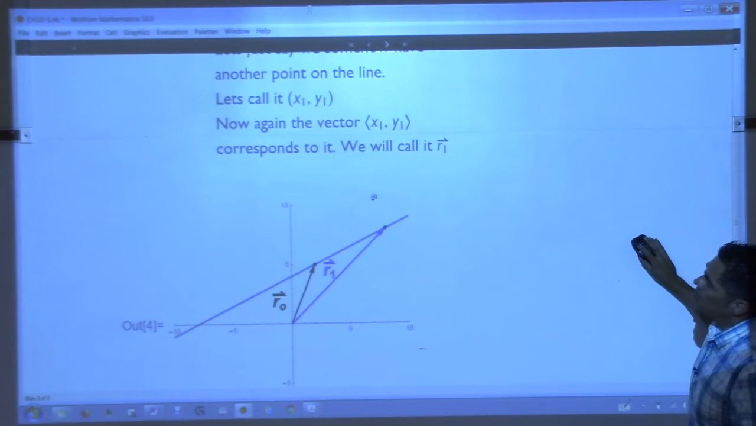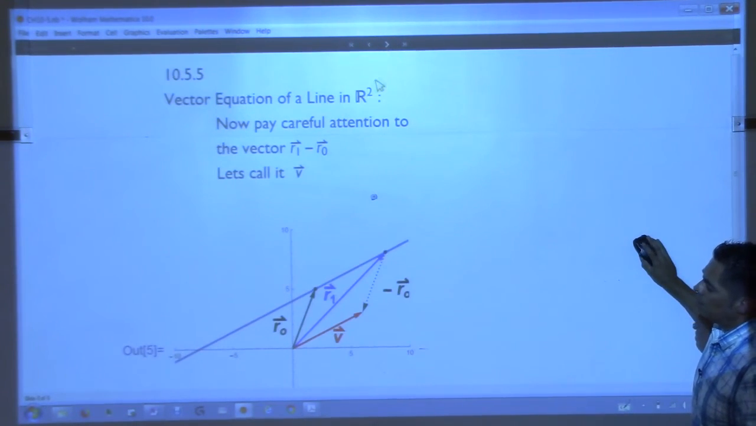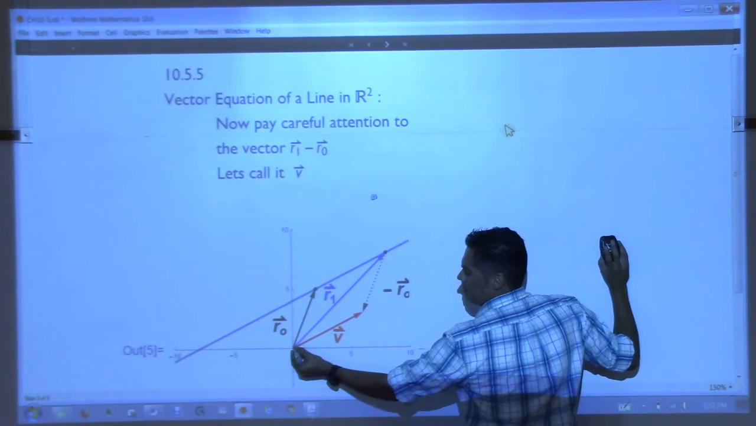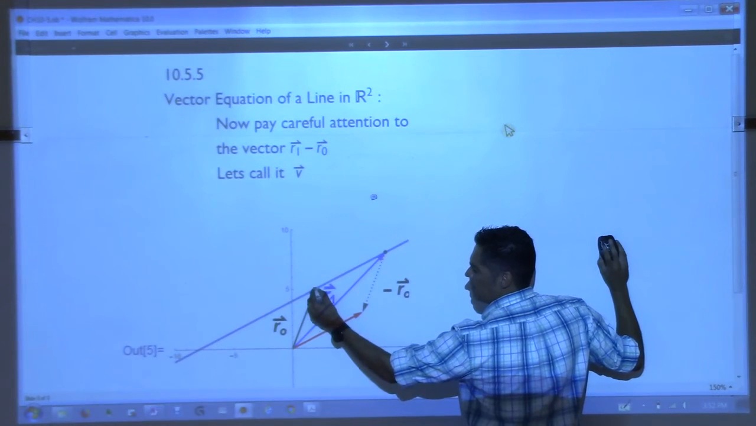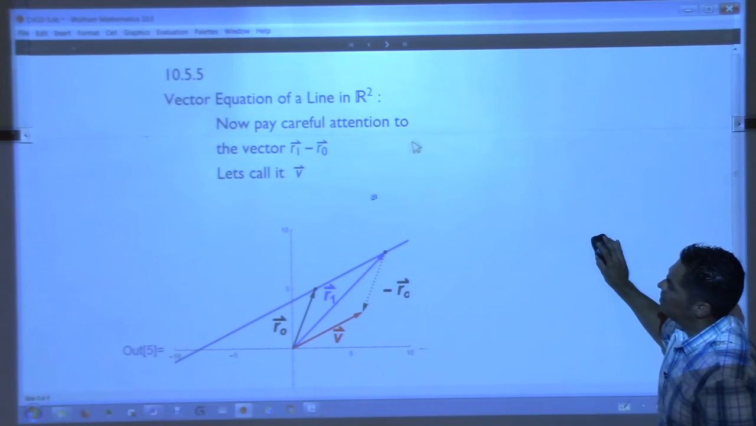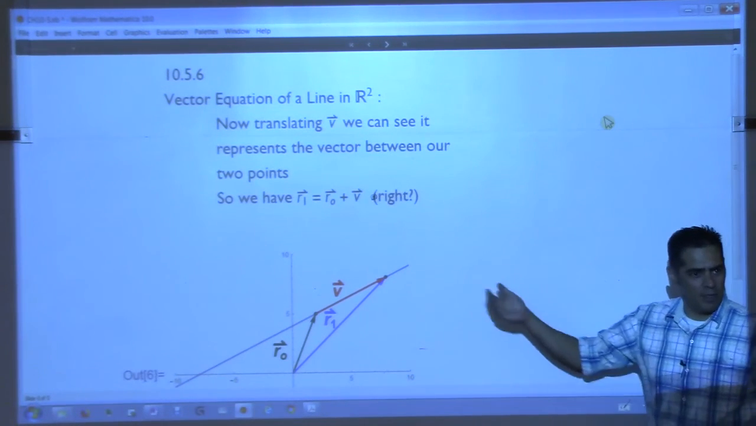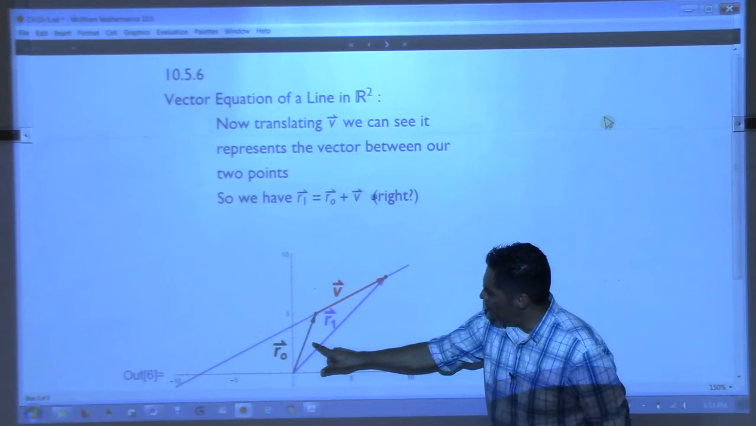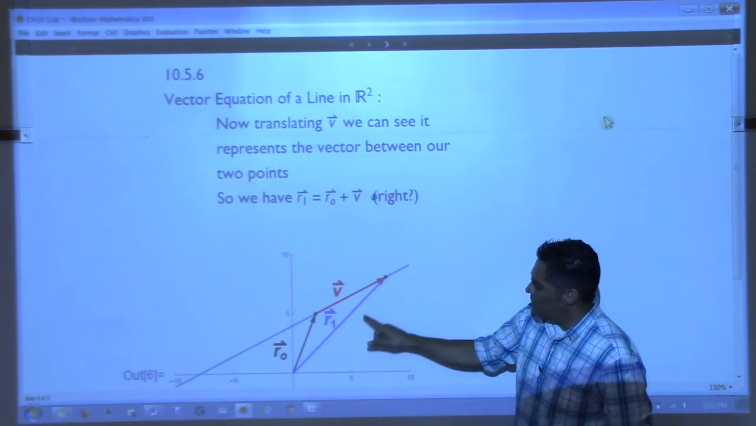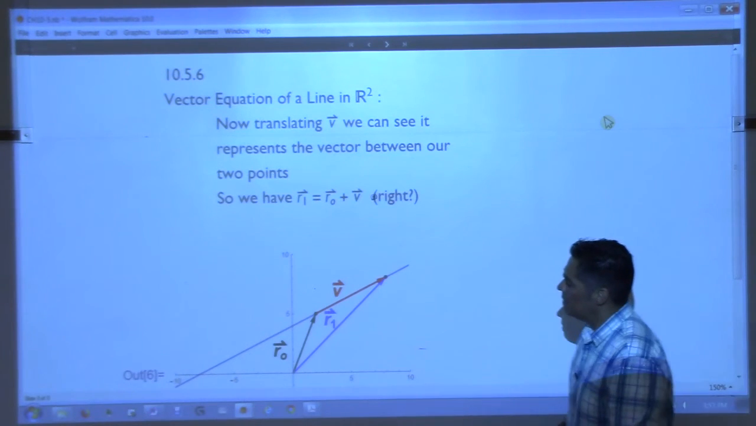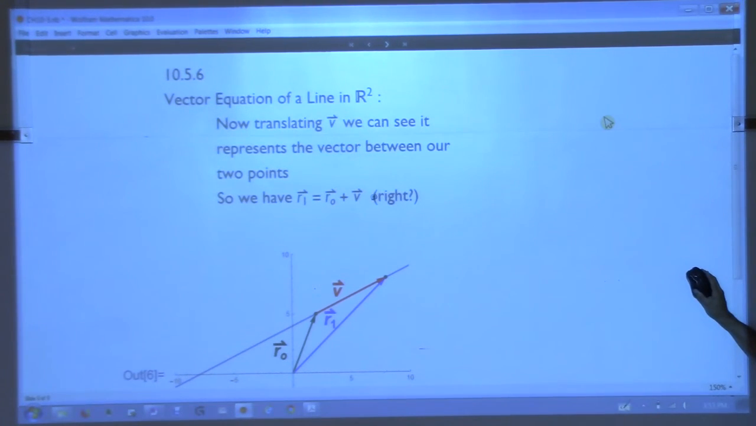Now what we're going to do is create a vector V, which is the vector that goes from the tip of R0 to the tip of R1, which I think I just explained to you right before we started. The vector that would go from the tip of this to the tip of this is just R1 minus R0, right? Okay, so that vector V lives on that line, doesn't it? That vector V points in the same direction as that line does.